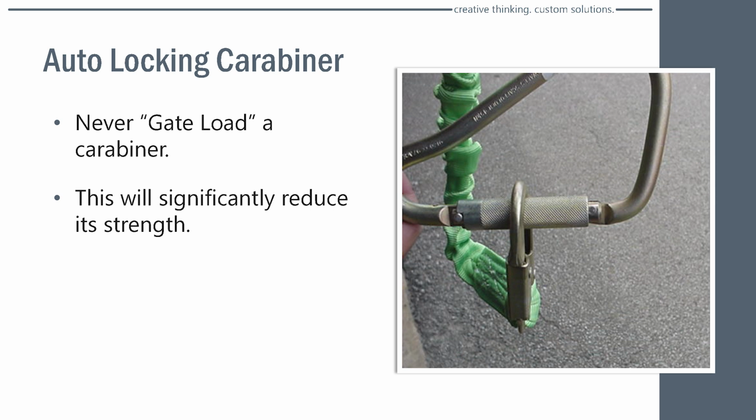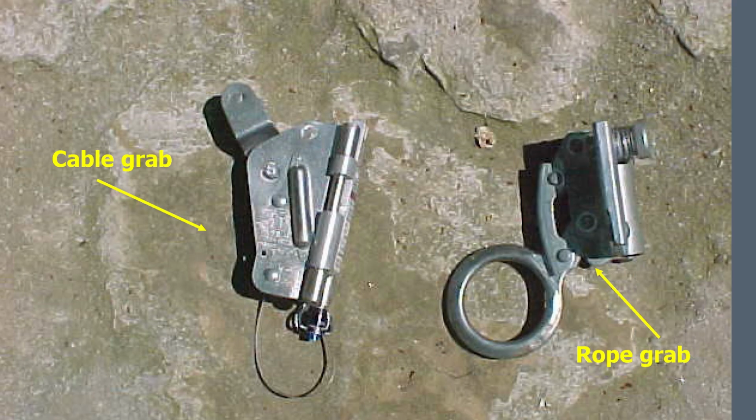Another issue is, see how they're using this carabiner right here? Where they've got the snap hook is on the weakest part of the carabiner. This is called gate loading. And so if a person falls, it could break.